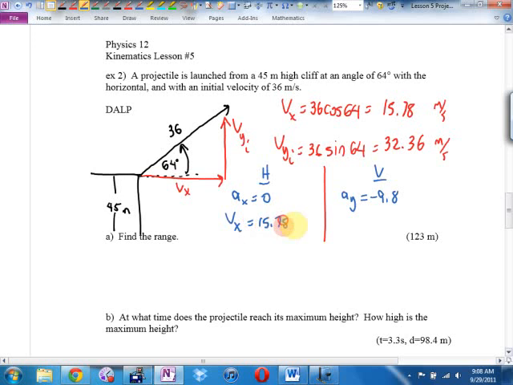Let's break our page up. By the way, 15.78, I gotta get this battery replaced. It's barely ever working. Sorry. Thanks for letting me know. I got a VX of 15.78, a VY of 32.36, and I broke it up into components and right away did my horizontal and vertical.